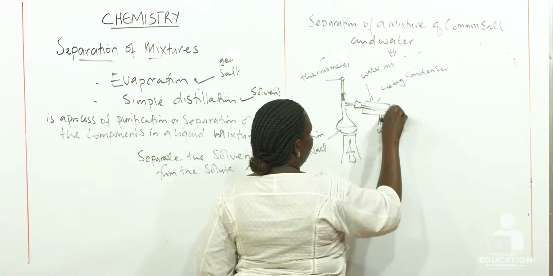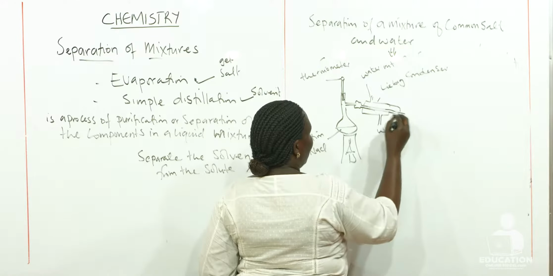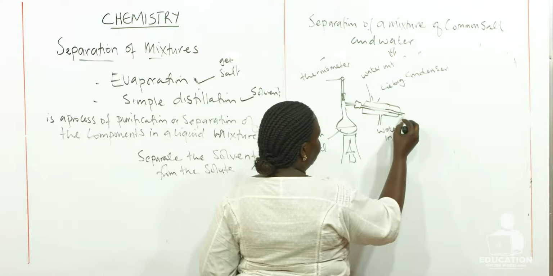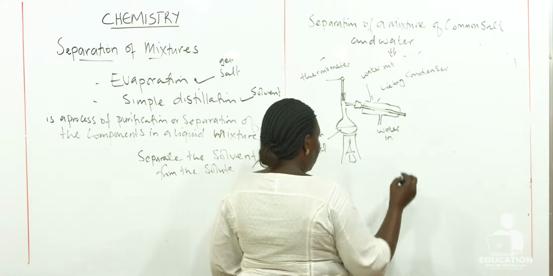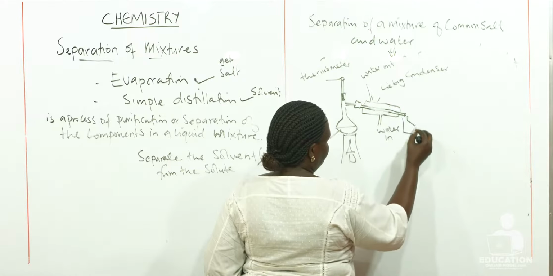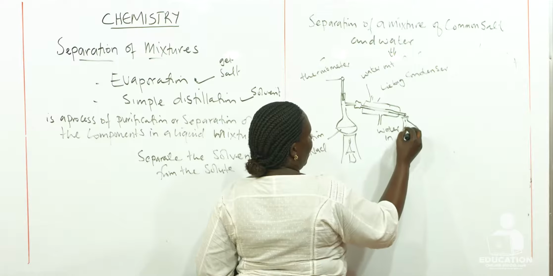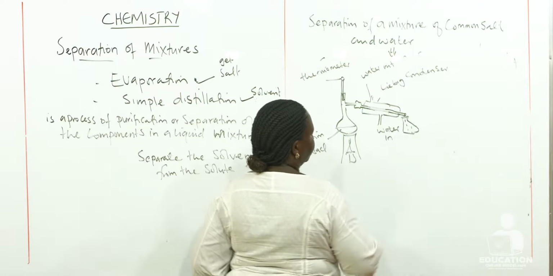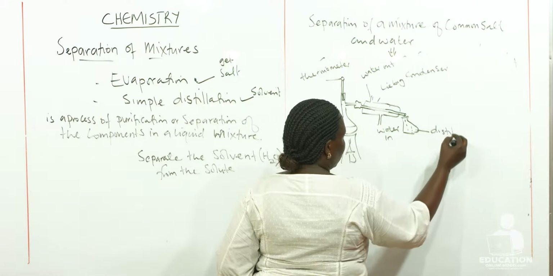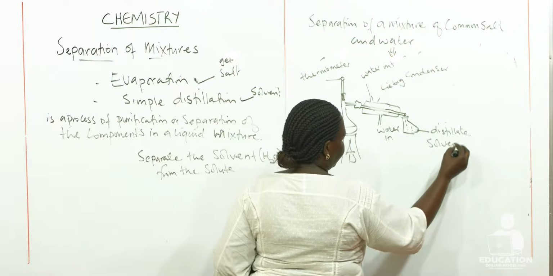Then at the end of the condenser, we have our distillate. We put a conical flask. We fix a conical flask here. The distillate will come in the form of drops. So this is the distillate, or the solvent that we are in need of.